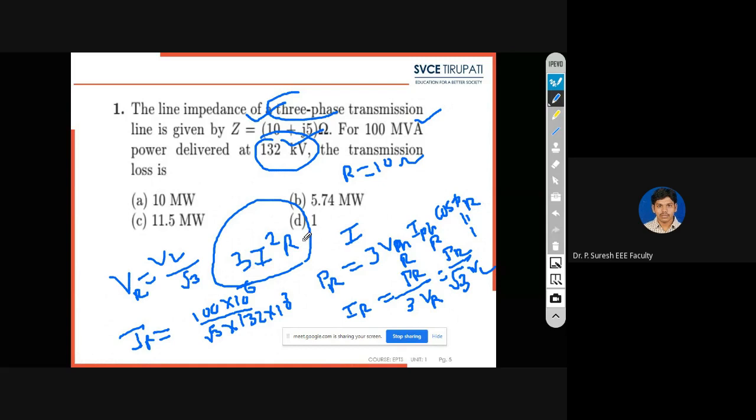Can anyone tell me what is the current value here? The current value is approximately 432.4 amps. And 3 into I square into R, while solving this equation, we will get approximately 5.74 megawatt.